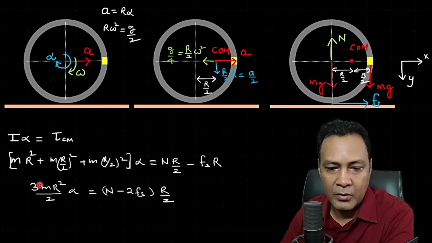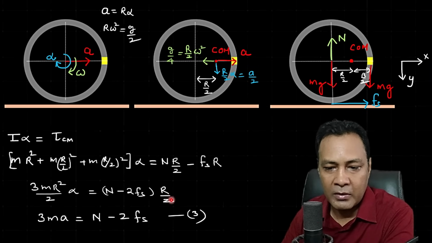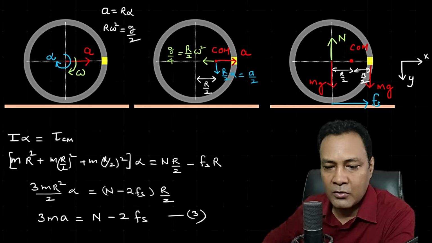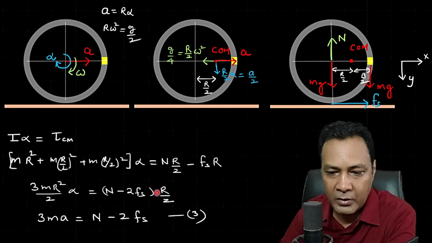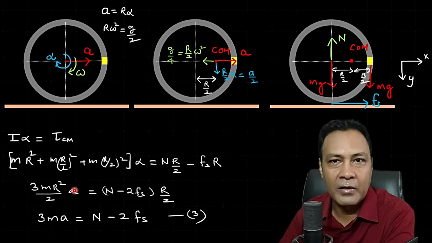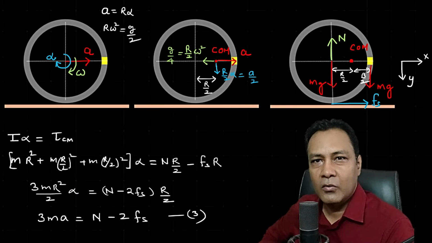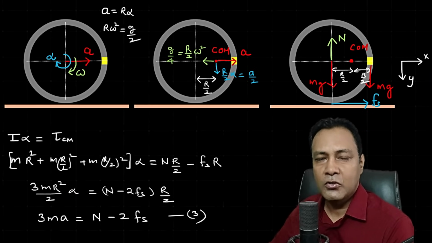Adding all these terms, we get 3mr²/2. So (3mr²/2)α = N(r/2) − Fs·r, and multiplying both sides by 2, you will get 3ma = N − 2Fs. Here one r gets cancelled, and in place of rα I have written a. And now we have got all the equations, we just have to rearrange to solve.